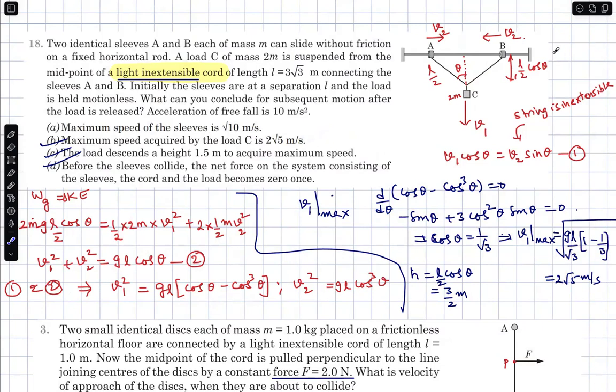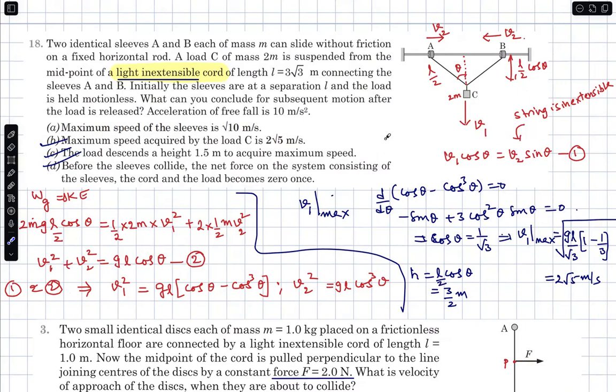L by 2 cos theta. L by 2 cos theta, you substitute. What will you get? L itself is 3 root 3 by 2. Cos theta is 1 by root 3. Overall, you will get 3 by 2, 1.5 meter. Correct.